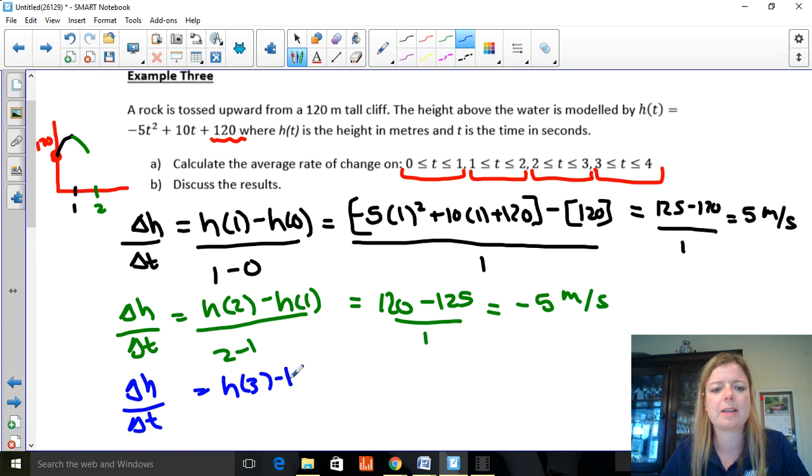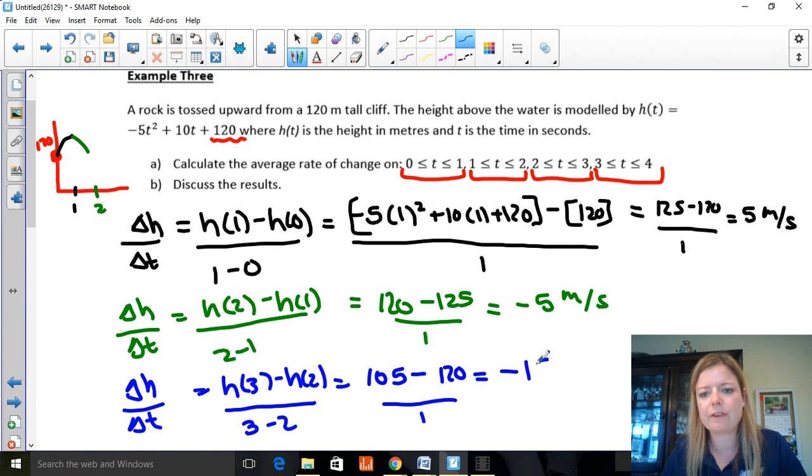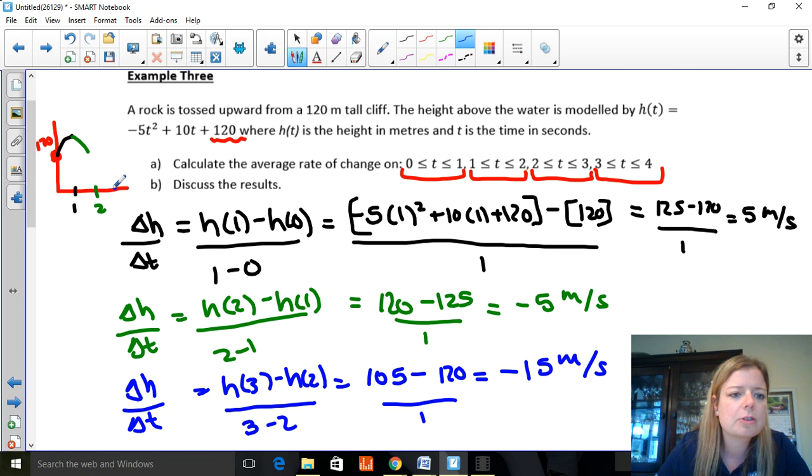Now we'll do this third one here, between 2 and 3. So H at 3 minus H at 2, all over 3 minus 2. In this case, if you put 3 into the function, you would get 105, and if you put 2 in, you would get 120. So here we actually have negative 15 meters per second. That means between 2 and 3 seconds, it's decreasing by quite a bit more. It's quite a bit steeper.